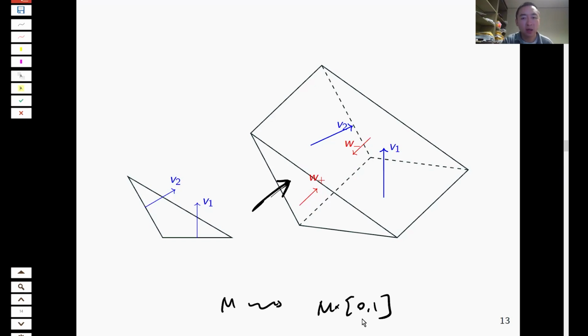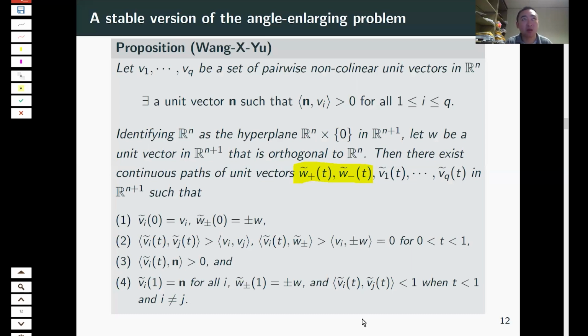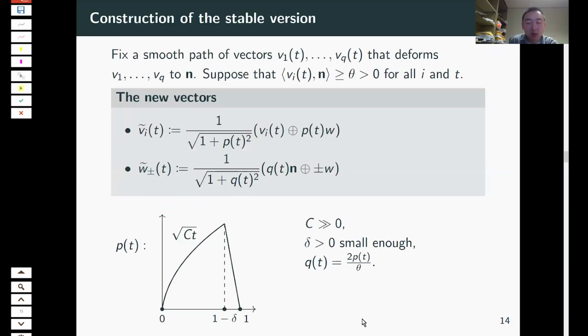All right, so that's the statement of the so-called stable version, and it turns out that this is correct. Now let me briefly tell you what the construction of this new path is. First, we fix a smooth path of vectors V(t) that deforms the vectors to N. And these vectors, of course, exist. It can be anything.